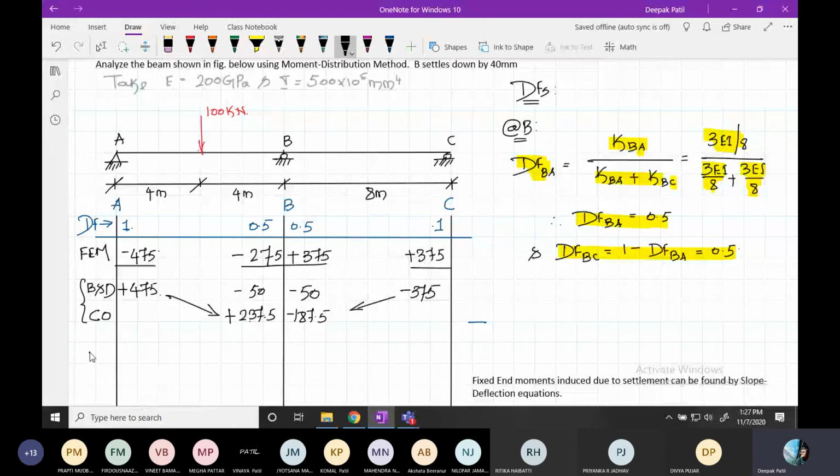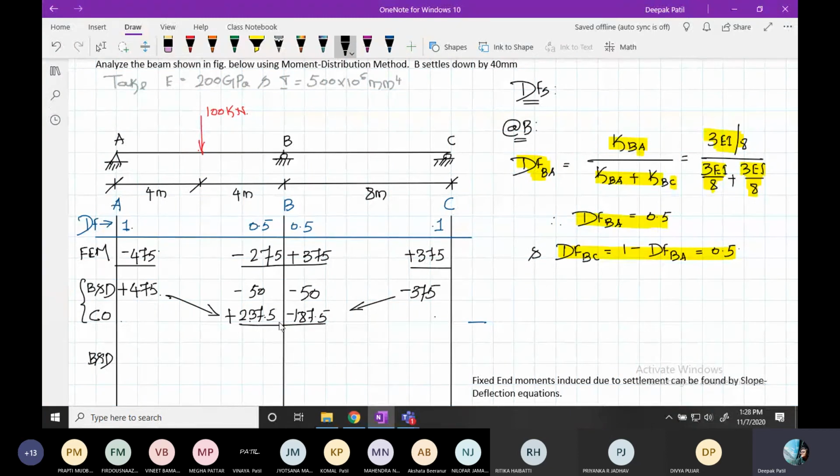So let me move on to the second cycle. Second cycle, first step, once again the same: balance and distribute. So will you balance these two? Nothing to balance here. So you should balance, yes. So underline that.